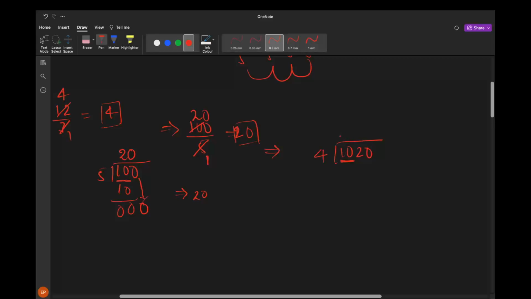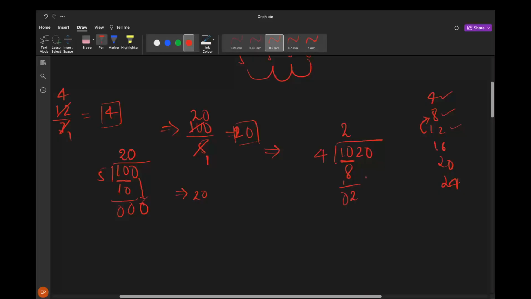4 twos are 8, smaller. 4 threes are 12, bigger one. Don't take the bigger one, just the smaller value. Here I am writing the 4 table: 4, 8, 12, 16, 20, 24, like this. Here first we took 4, 8, 12. 12 is greater than 10, right? Just the value before that you have to consider. 4 twos are 8. How much is left? 10 minus 8, 2.